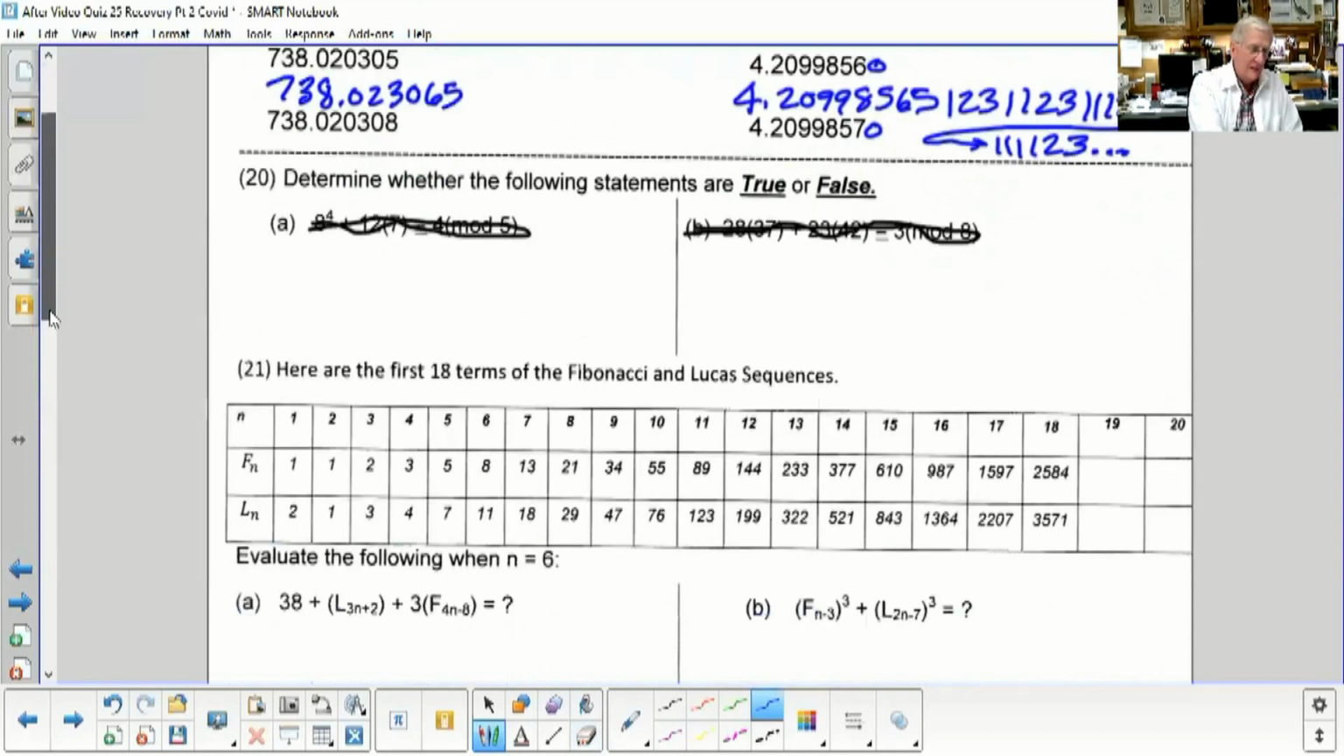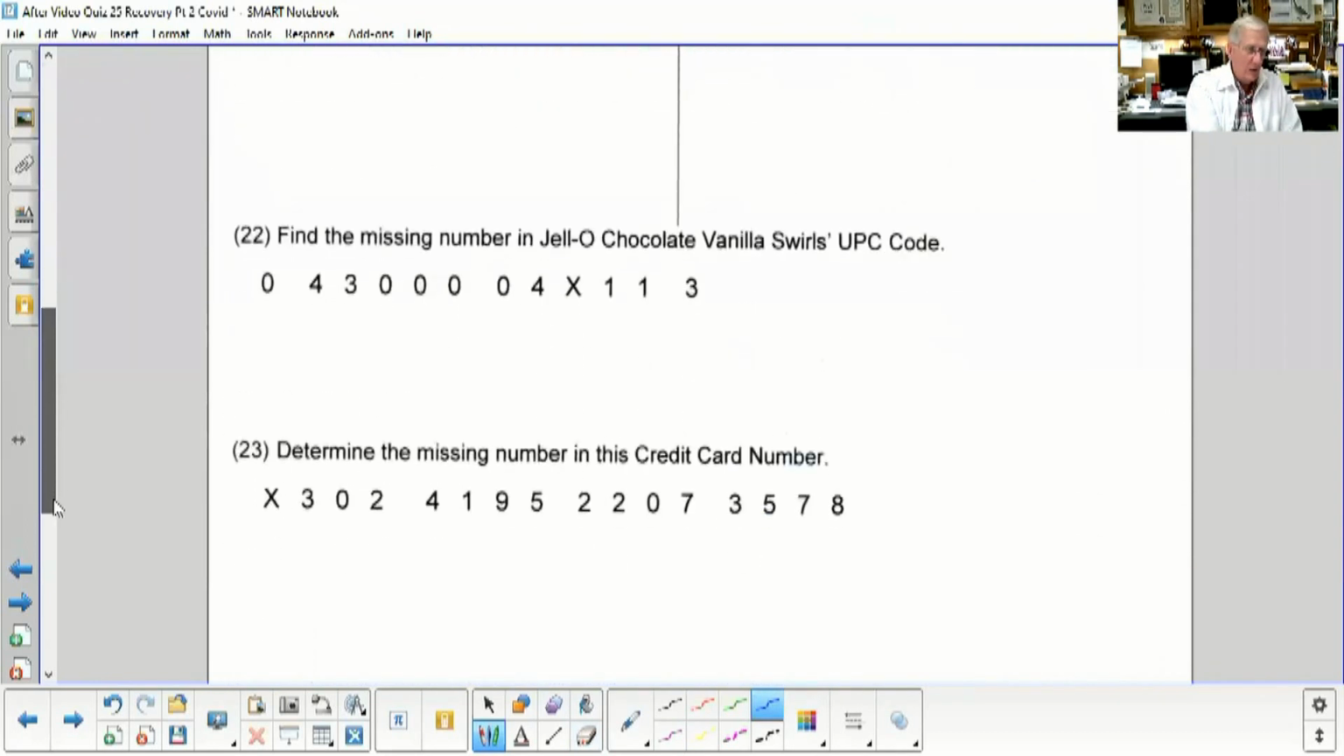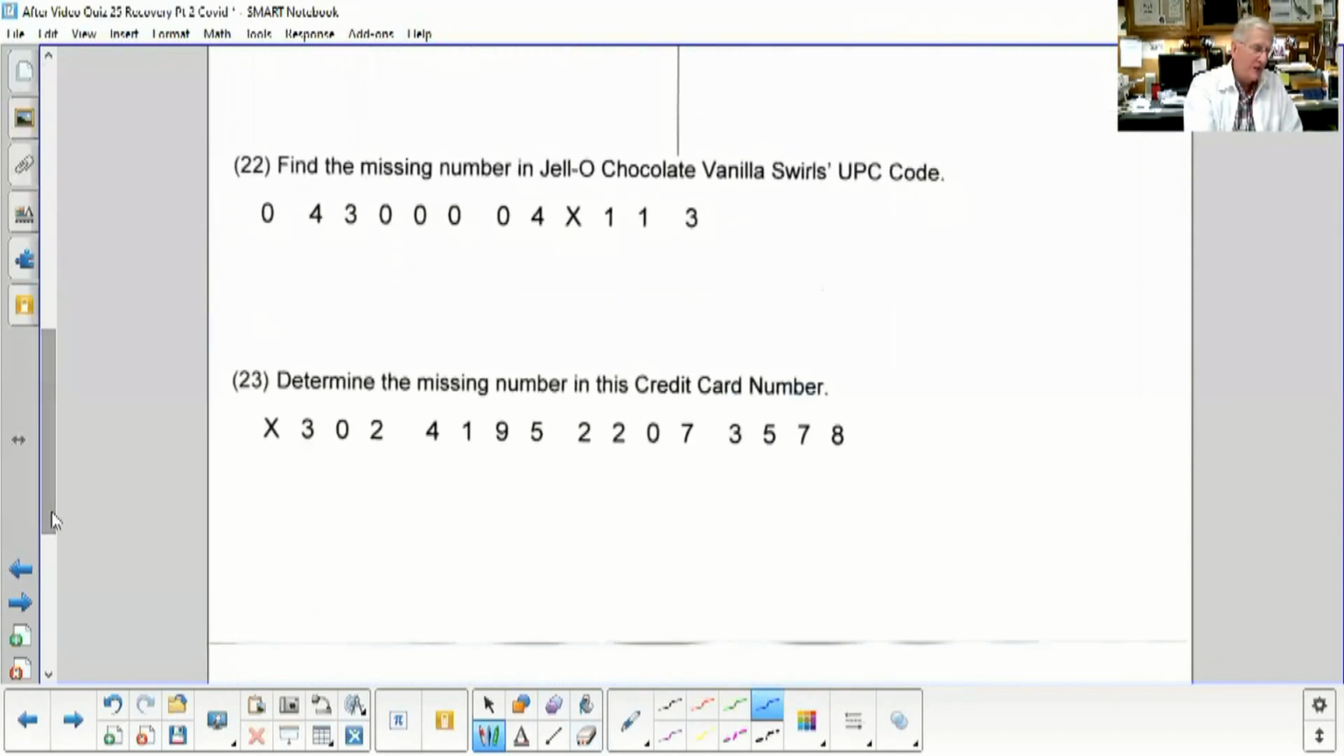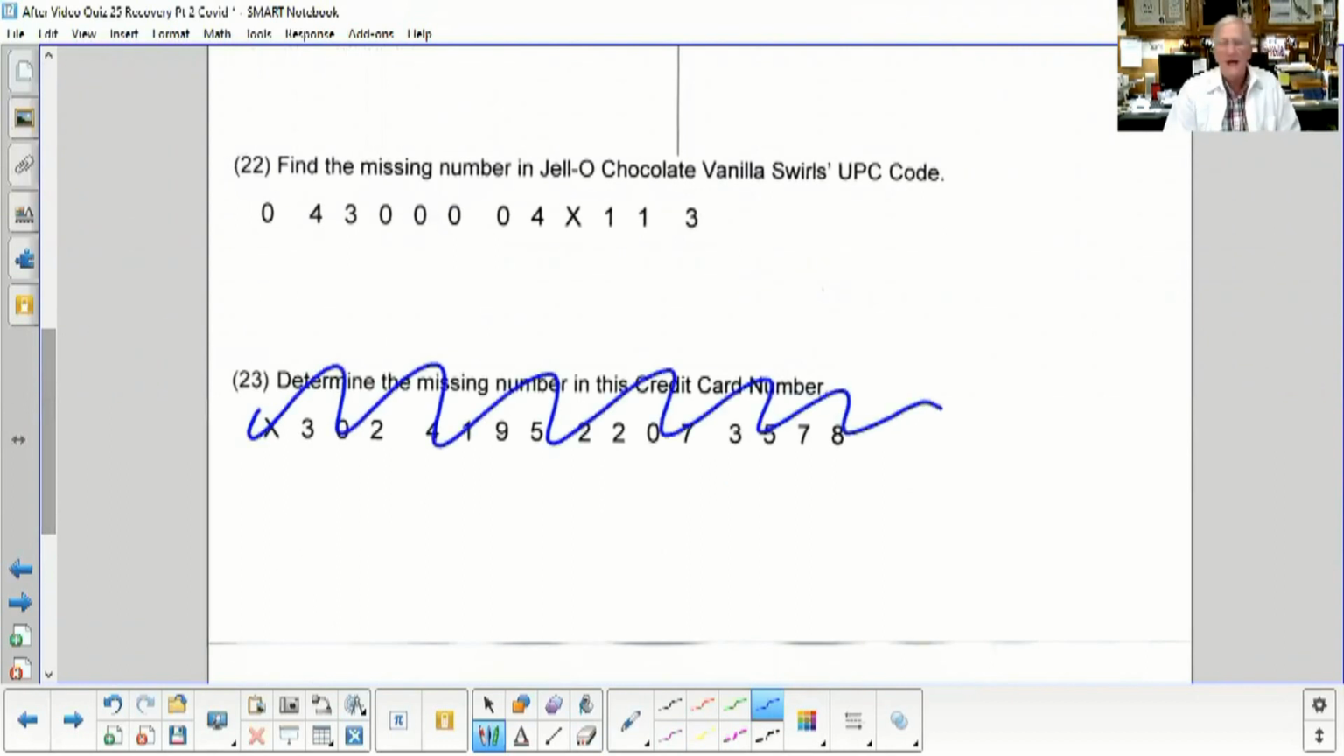Okay, what else is on here? Well, there's a credit card problem on here. We're not doing credit cards, right? But you, I'm sure by now, are very familiar with UPC codes, okay? So, of course, I would want you to multiply everything by 31313131. Maybe we should do it real quick just to make sure you're comfortable with it.